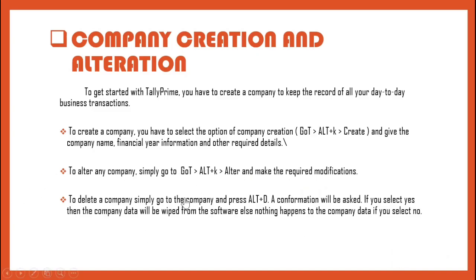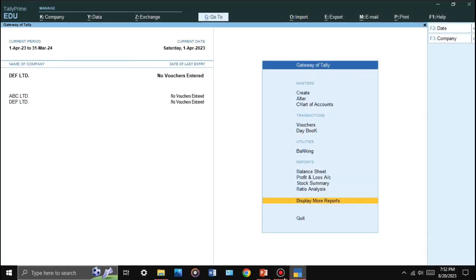Now we will go to the portion on how to delete a company. What is written here? To delete a company, simply go to the company and press Alt plus T. A confirmation will be asked. If you select yes, then the company data will be wiped from the software, else nothing happens to the company data if you select no. I hope you can understand this. What does delete mean? Delete means to remove its presence from the device. So let's see how you can delete the company.